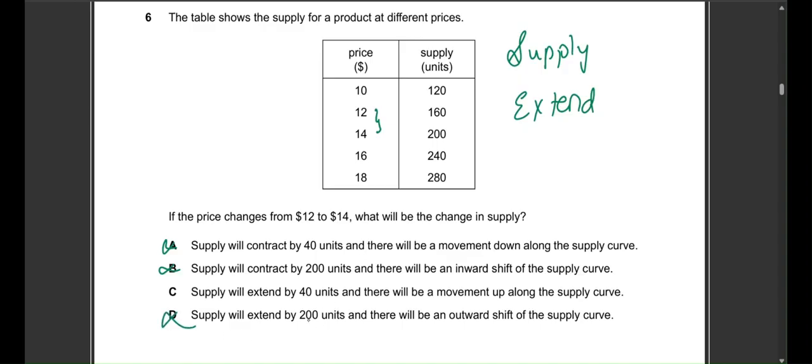No, now understand, don't get confused between 'to' and 'by'. Here the option is supply will extend by 200. No, if you can see over here, the difference is only 40. So supply will extend by 40 units, and the movement would be up along the supply curve. That's why option number C is the right one.